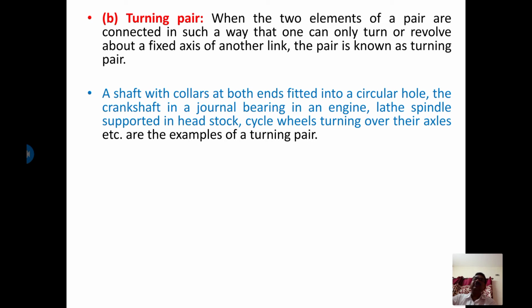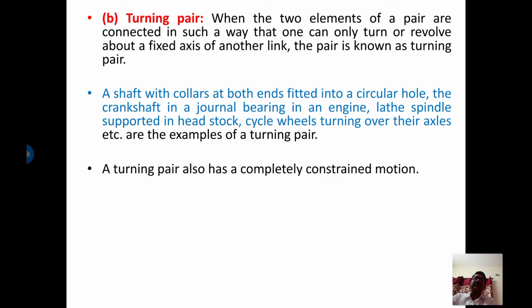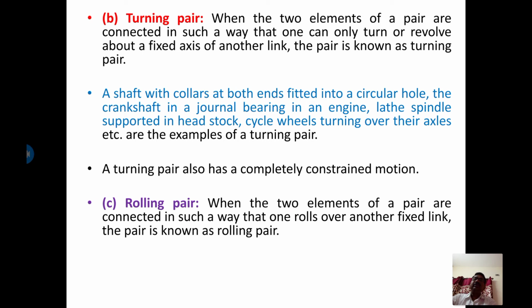So that is one of the examples. A journal bearing in a crankshaft is also one of the examples. And a shaft with collars, ends fitted with a circular hole, is another example of a turning pair. Turning pair also has a completely constrained motion.